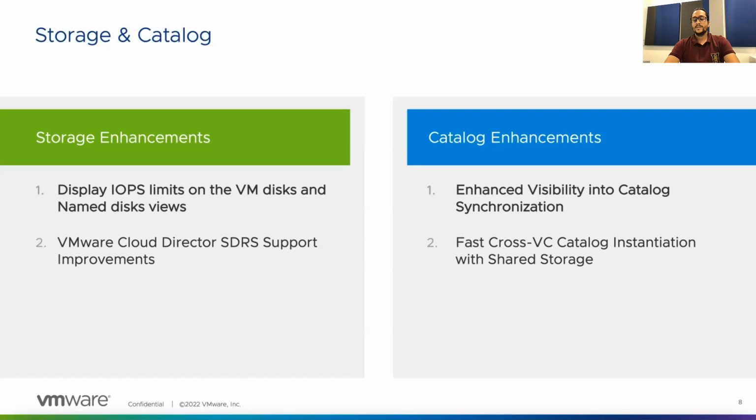And then the other one is the fast cross VC catalog instantiation with shared storage, which is again a major enhancement, which is not seen in the front end, but from the back end and resource consumption perspective, it's a major breakthrough. Yeah. So I will first talk about the bottom two features, which are VMware Cloud Director SDRS and Fast Cross VC, because I have to talk about them from the slides. Then I'll demo the rest from the lab.